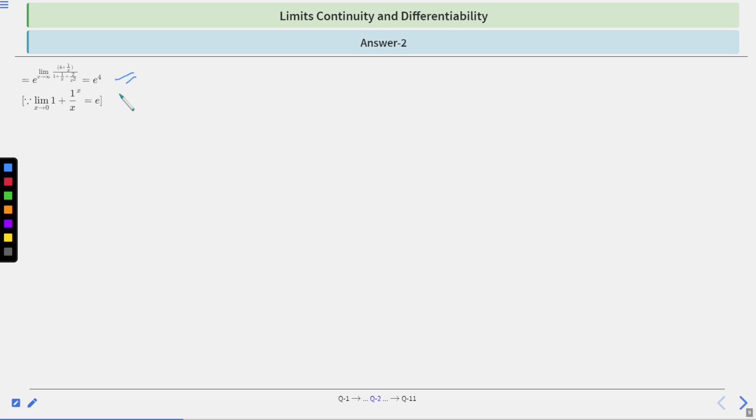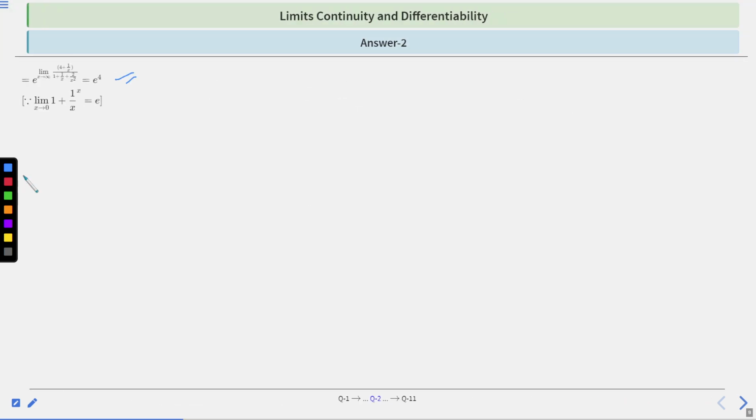Which is basically, when you put x tending to infinity, e to the power 4 as the answer, clear? Because we have applied the formula limit x tending to infinity (1 plus 1 by x) to the power x is equal to e, clear? So the answer is e to the power 4, clear? Option A is the right choice.